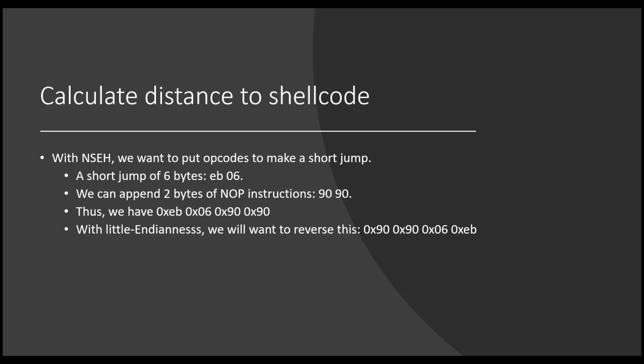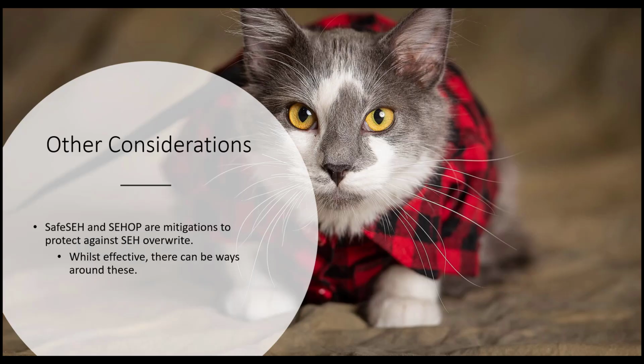But for SEH, you don't really need to worry about it too much because typically it's going to be a very short jump and it's going to be EB either way for short jump, so whatever amount you're going to jump.